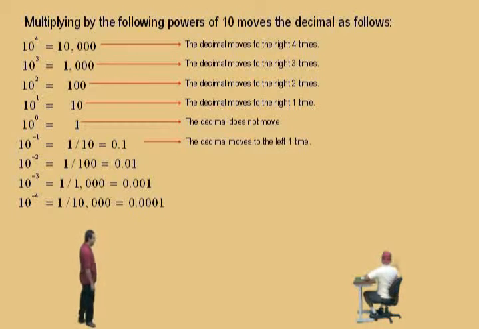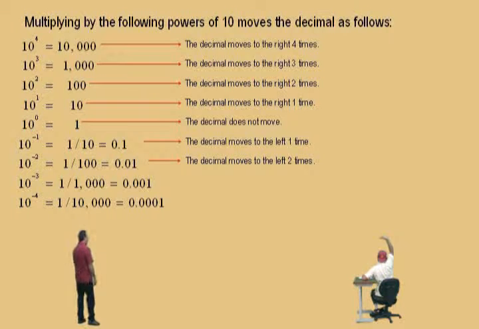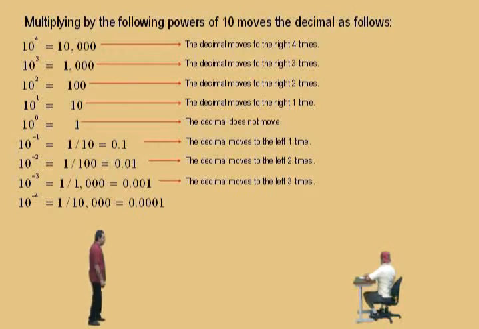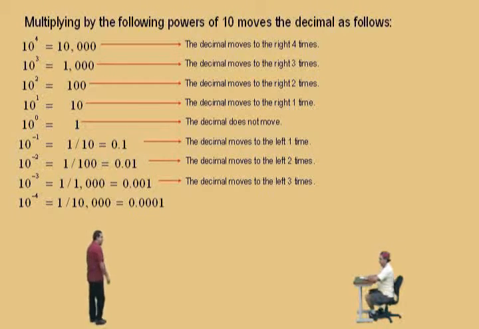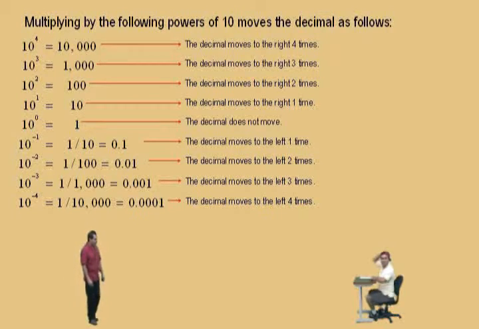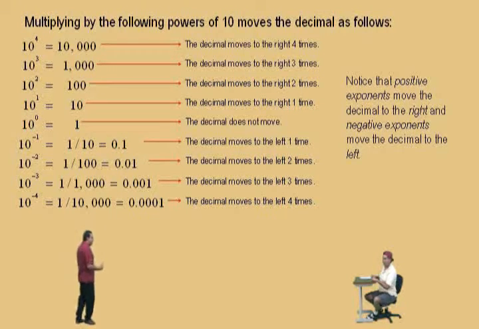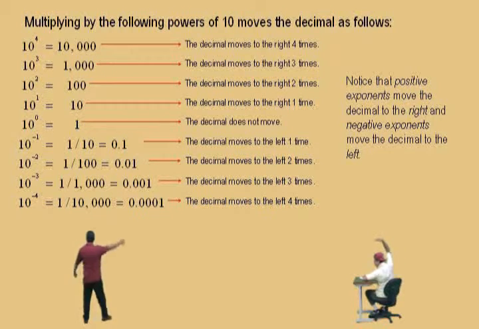How about 10 to the negative 1, Charlie? To the left. That's right, to the left. 10 to the negative 2 moves it which way, Charlie? To the left 2 times, that's right. 10 to the negative 3 moves it to the left 3 times. And 10 to the negative 4 moves it to the left 4 times. Now notice here that positive exponents move the decimal to the right and negative exponents move it to the left. Don't forget.